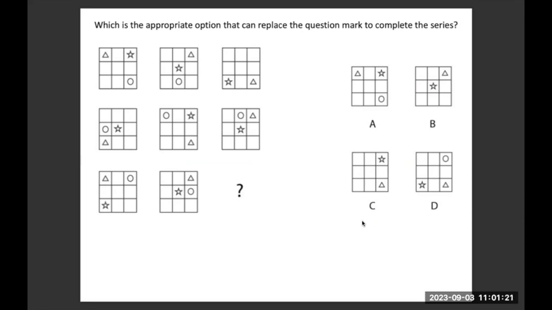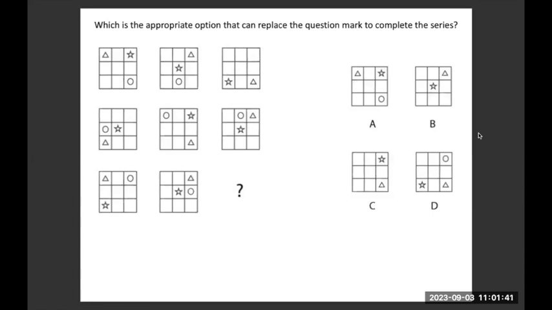But you have to see how all three, I mean, first work with elimination in this case. Start with one triangle or star or circle, and then find the correct answer. And then go towards eliminating options.